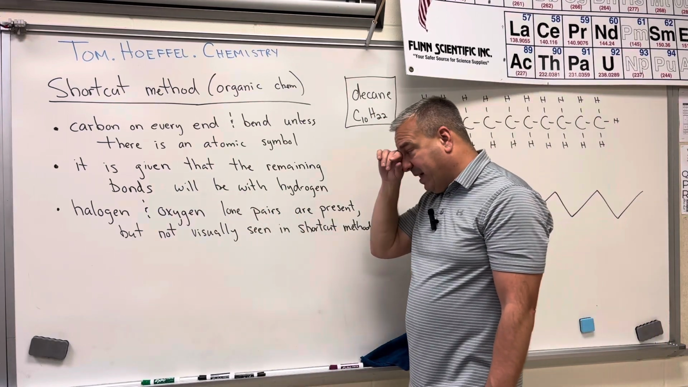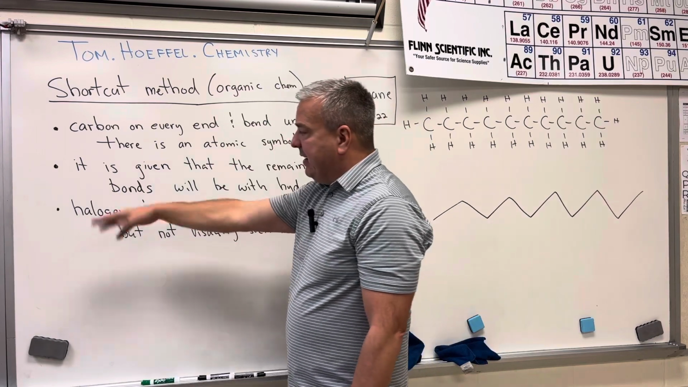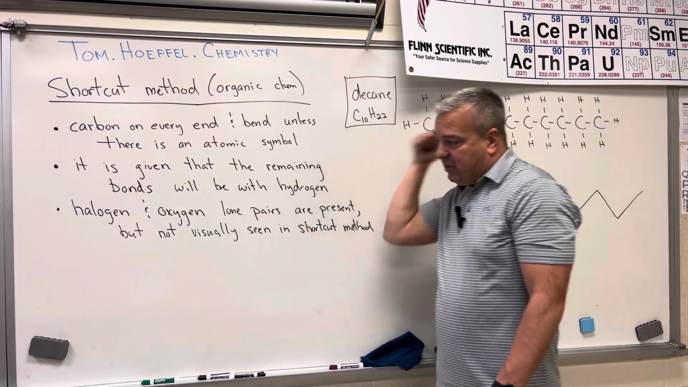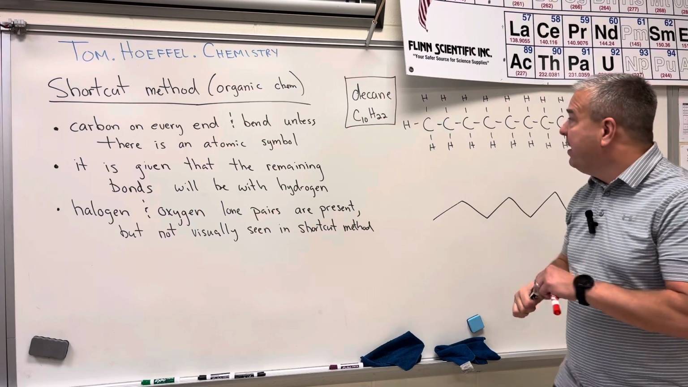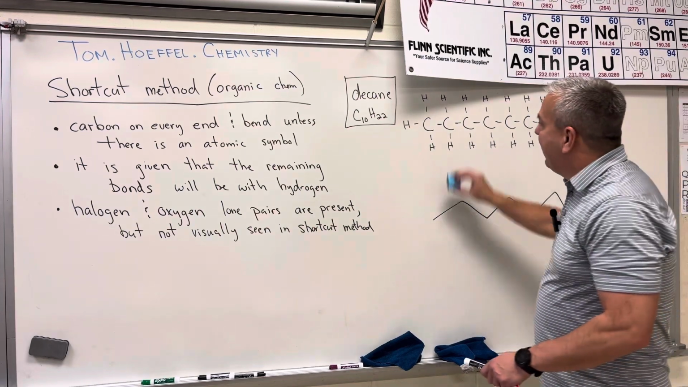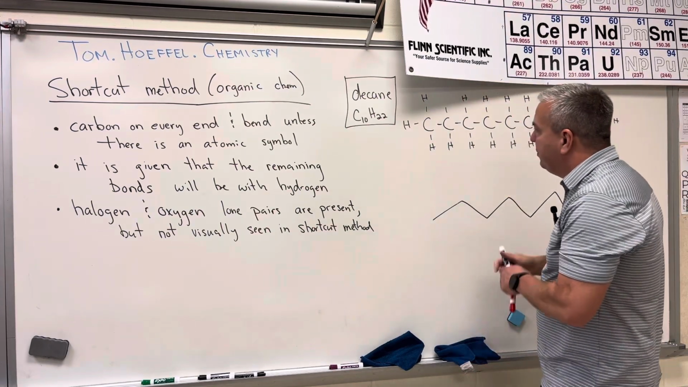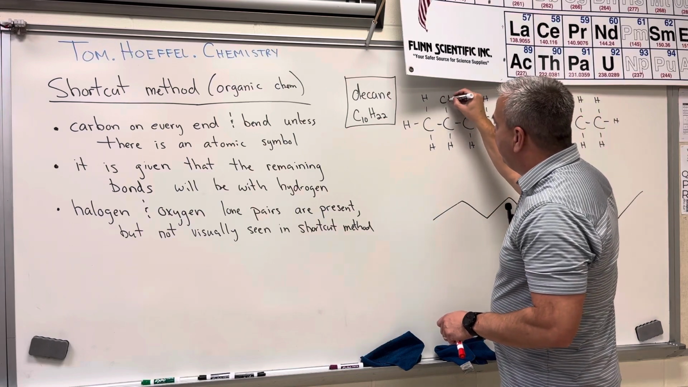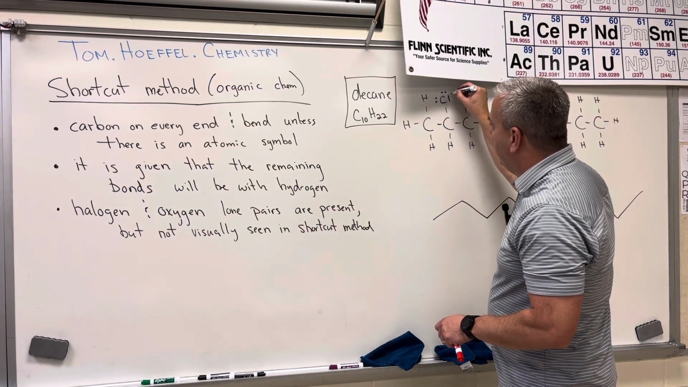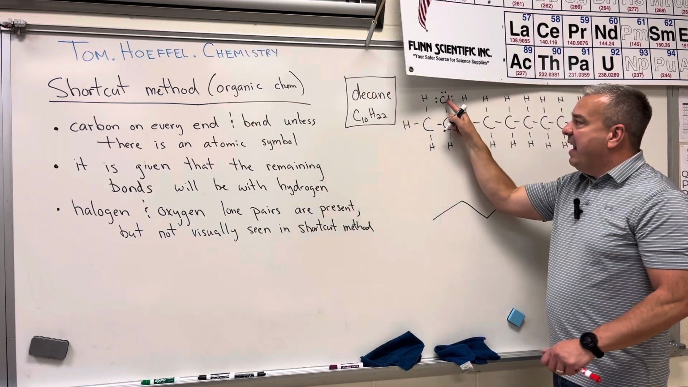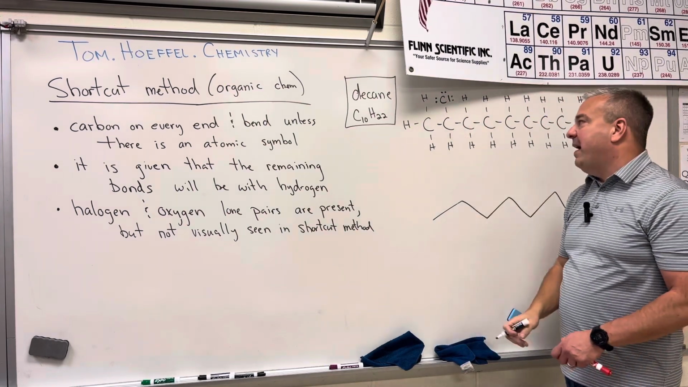The last tenet is when we have halogens or oxygens in our organic structure, and this one does not. So let's go ahead and put a halogen. Let's put it on carbon number 2. We're going to put a chlorine group. Now remember, chlorine has a total of 7 valence electrons, and it can only make 1 covalent bond.